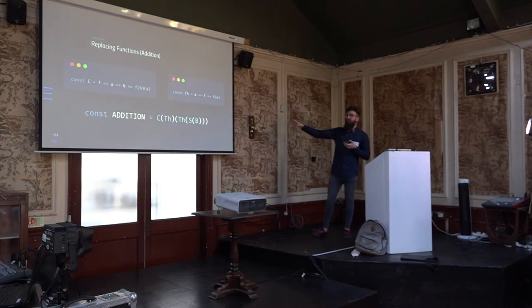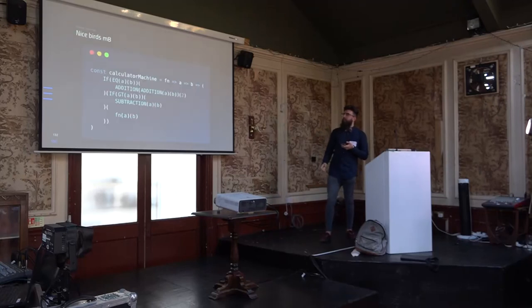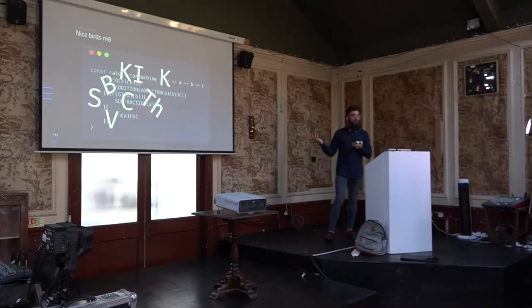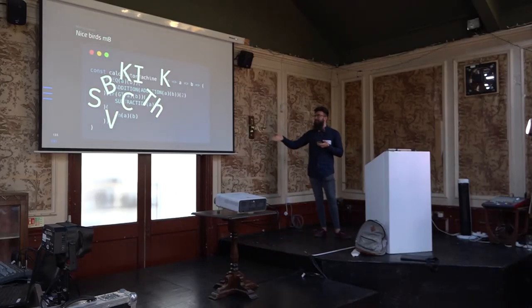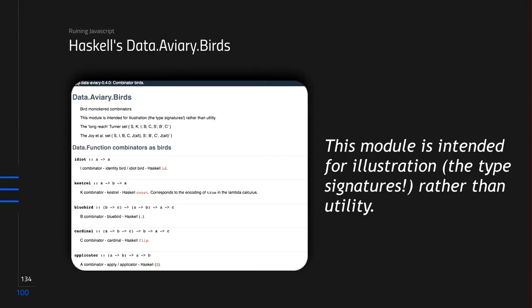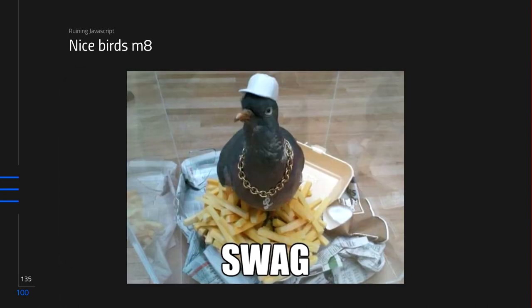And you can replace everything we've done using only combinators. So now in our calculator machine, we can fill it with birds. I'm not going to do it here because I would have to replace all of it. But in Haskell, you even have Data.Aviary.Birds, which might help you make friends in the office if you work with Haskell. They're going to love bird names all over the code base. I mean, so much more fun, right? So much more creative, poetic. Great. They even warn you that this module is intended for illustration. I mean, maybe you were thinking about using it, but they warned you anyway. Yeah, nice birds, right?